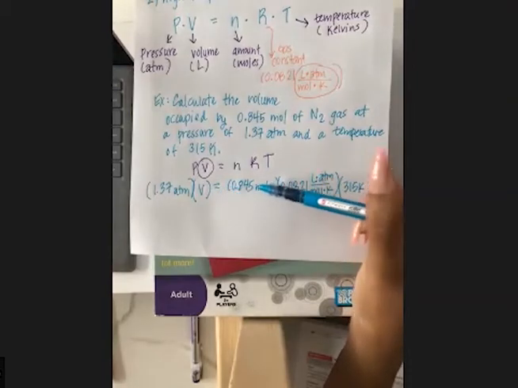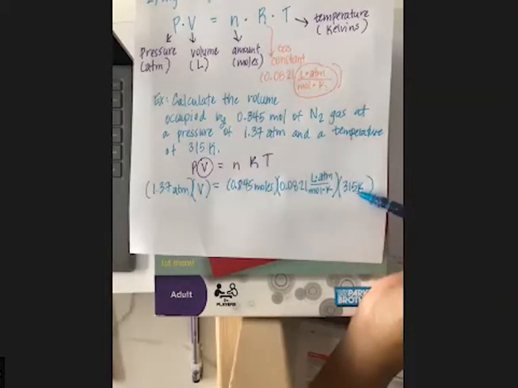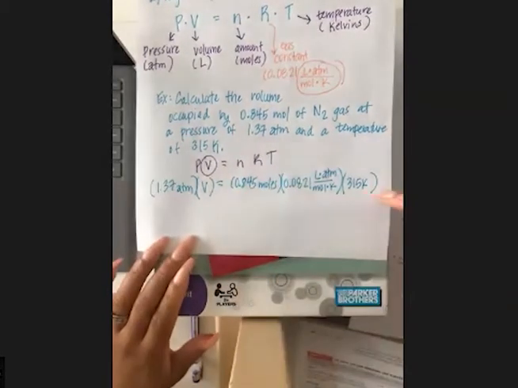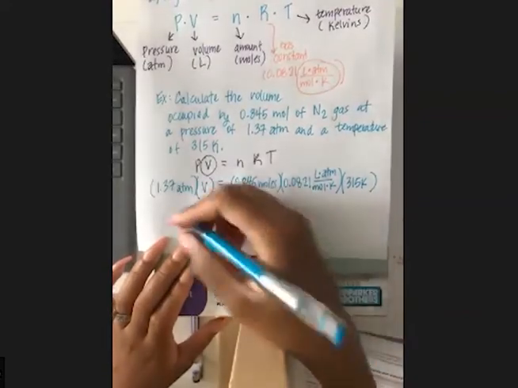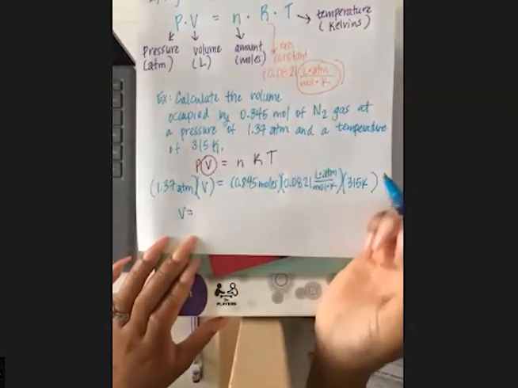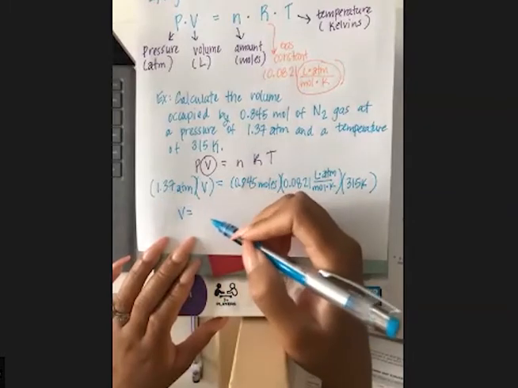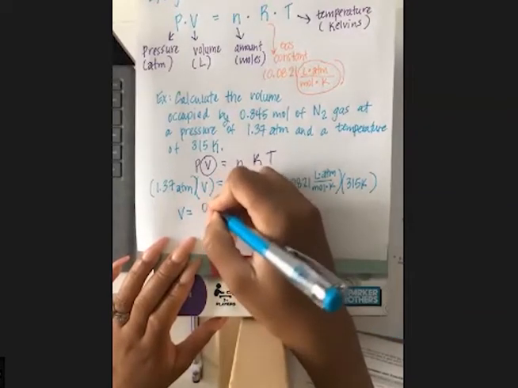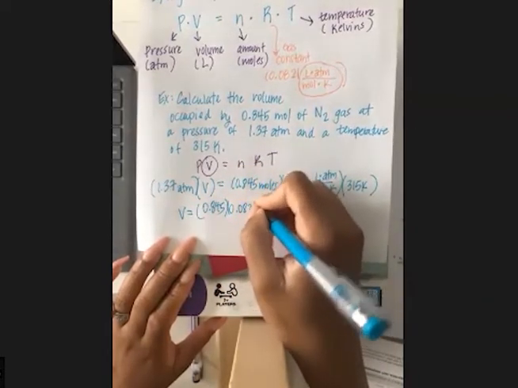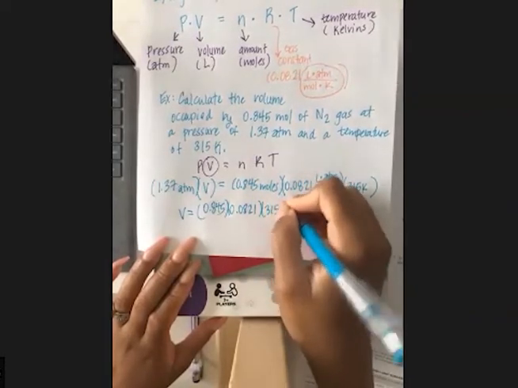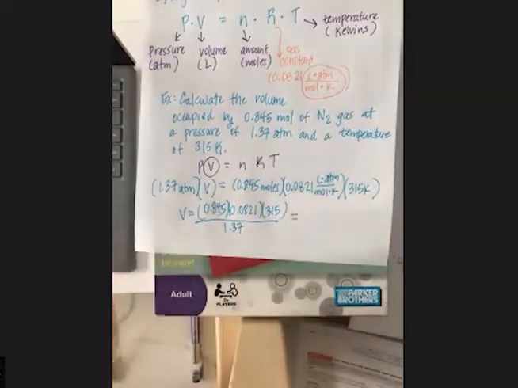And to solve for V, remember I like to get one number on this side, but in this case, I'm going to just say all V is equal to is this whole sentence multiplied by each other divided by 1.37. Do we see that we're multiplying all this together, then dividing it by 1.37 to get V? So I'm saying V is 0.845 times 0.0821 times 315 divided by 1.37. This is essentially what we're putting in our calculator.